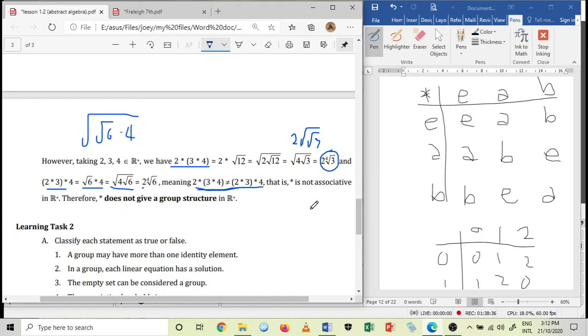Therefore, we don't have to proceed to the proof for the existence of identity and inverse. We can directly conclude that the operation does not give a group structure in the given set, positive real numbers.